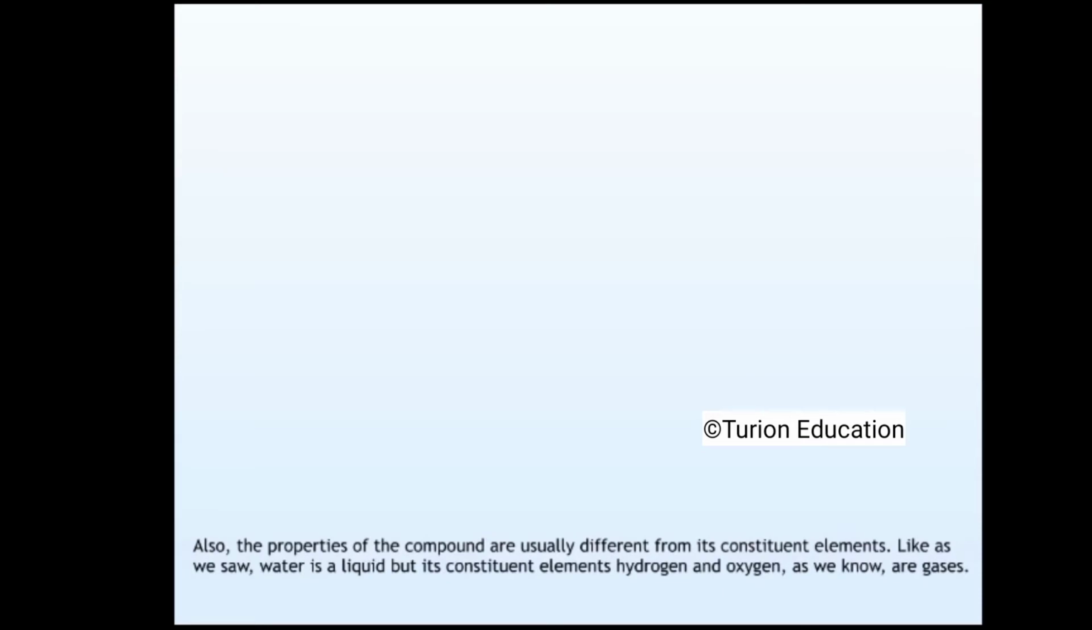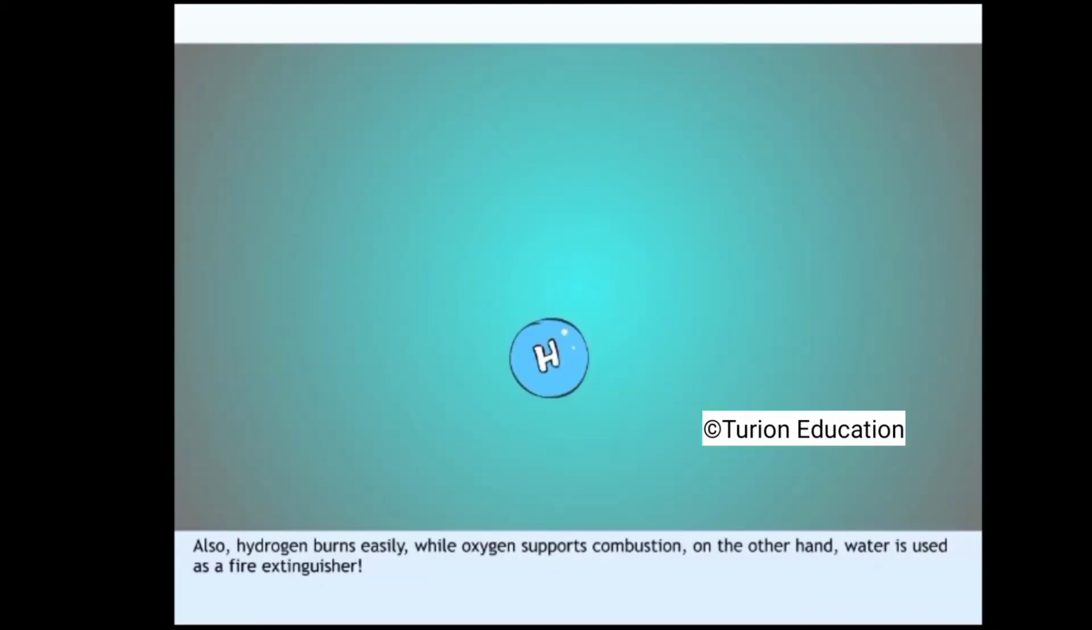The water that we drink is made up of only water molecules, so it is also a pure substance. In all water molecules, 2 atoms of hydrogen and 1 atom of oxygen are present. Thus, they are always in a fixed ratio. All elements and compounds are pure substances. Also, the properties of a compound are usually different from its constituent elements. As we saw, water is a liquid, but its constituent elements, hydrogen and oxygen, are gases. Also, hydrogen burns easily, while oxygen supports combustion. On the other hand, water is used as a fire extinguisher.